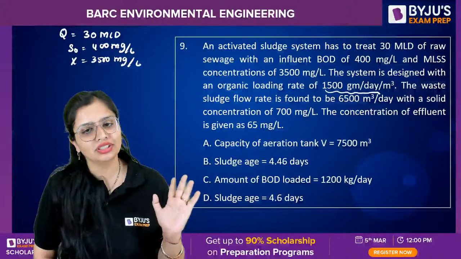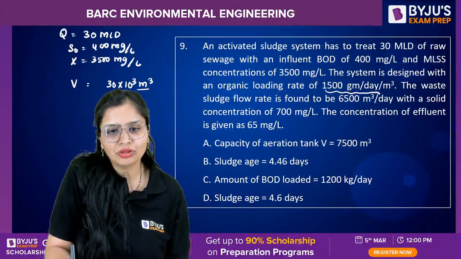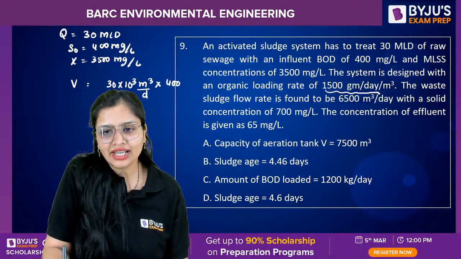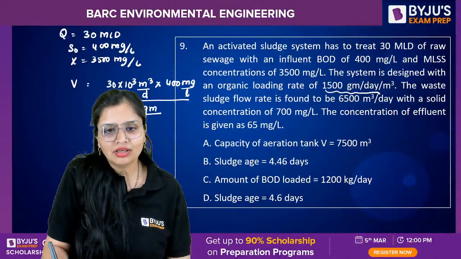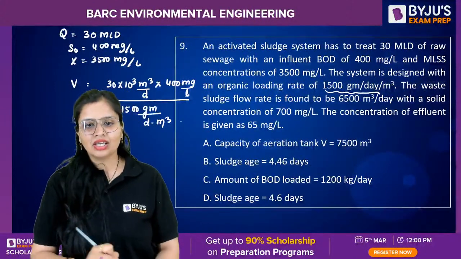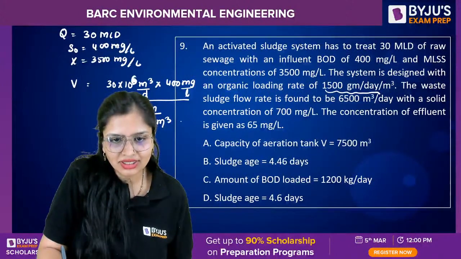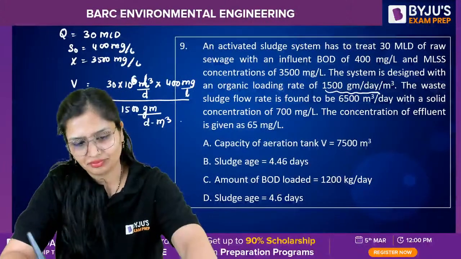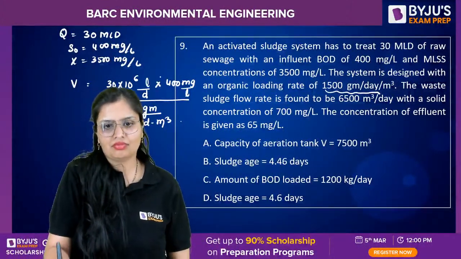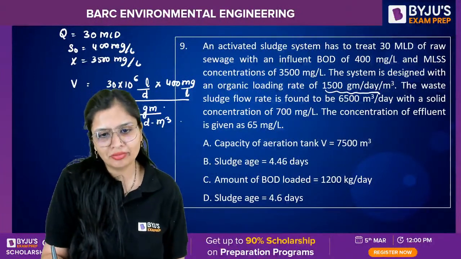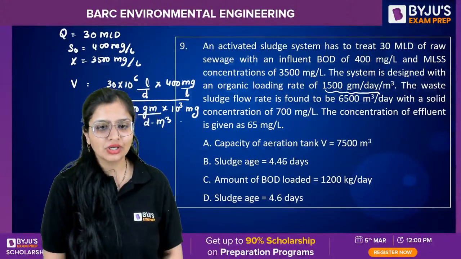Always, if you don't know anything, go through the units. That's the best thing. So to calculate, 30 into 10 raised to power 3, I'm converting it into meter cube per day, into 400 mg per liter, divided by 1500 gram per day per meter cube. Will it work? Just check it out. Or I should have written it directly as 30 into 10 raised to power 6 liters per day. That would have been better. Now just convert either gram into milligram or milligram into gram. That's it. You will get the volume. How much are you getting? 4.46 days.